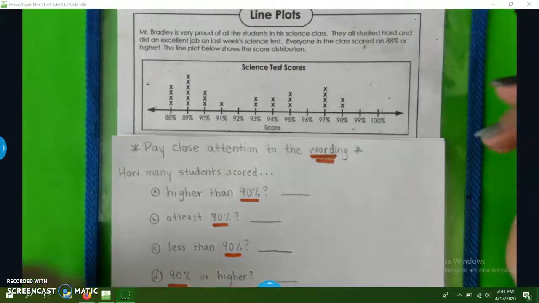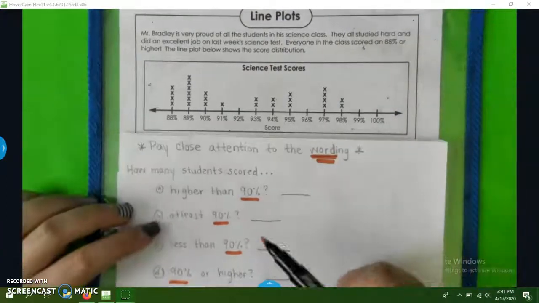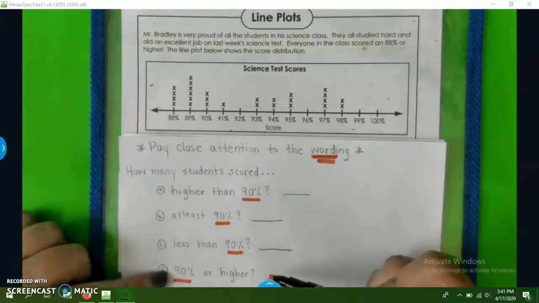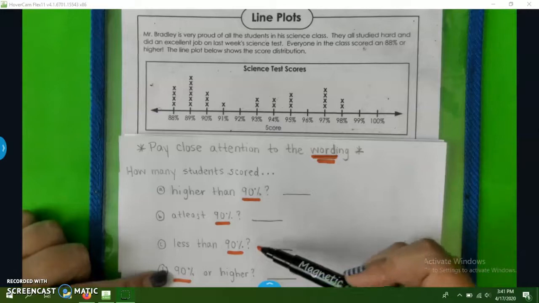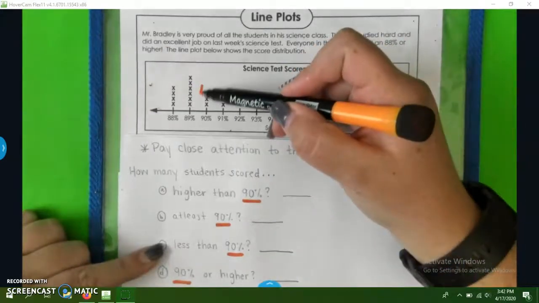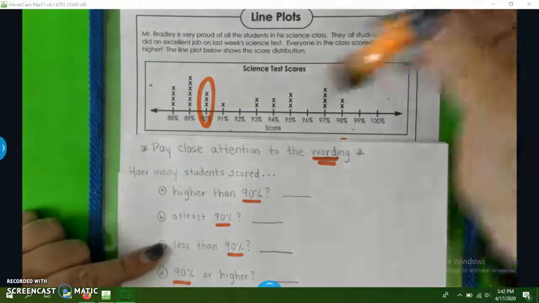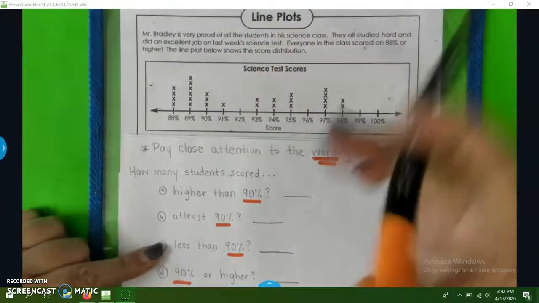So, how many students scored higher than 90, at least 90, less than 90, and 90 or higher. Lots of 90 going on in there, but we're not going to always count these kids who got a 90, and that's where this gets tricky. Okay? So let's take it a little bit at a time.